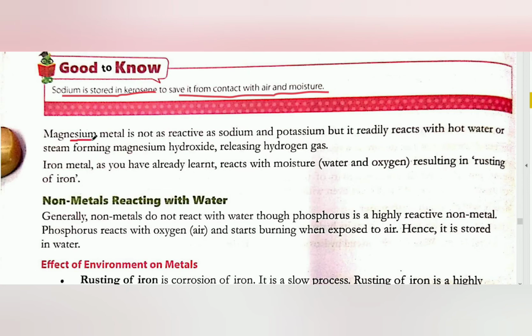Next is magnesium. Magnesium is not as reactive as sodium and potassium, but it also reacts with hot water, or we can say it reacts with steam, to form magnesium hydroxide and hydrogen gas. Next, iron metal. When iron reacts with moisture, or we can say water and oxygen, we get rust.